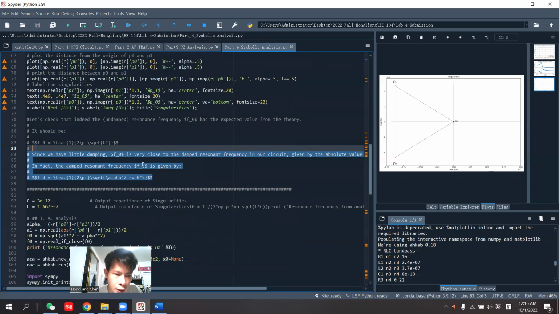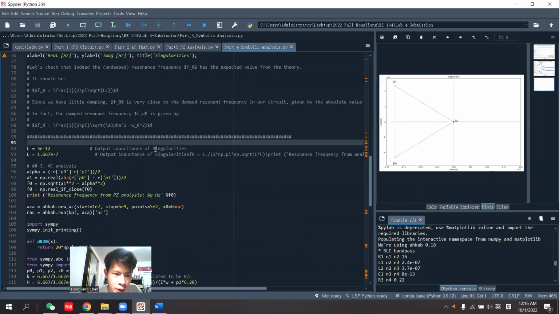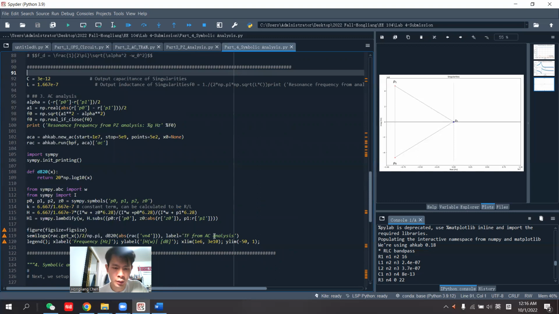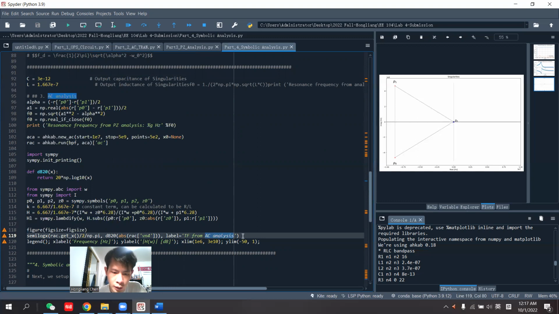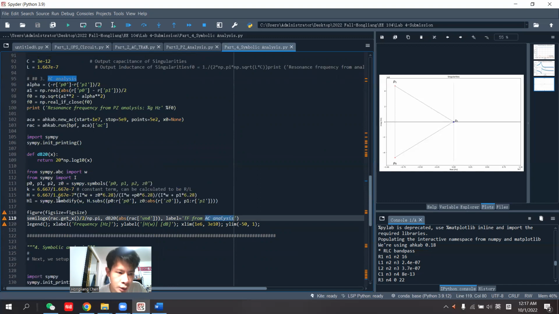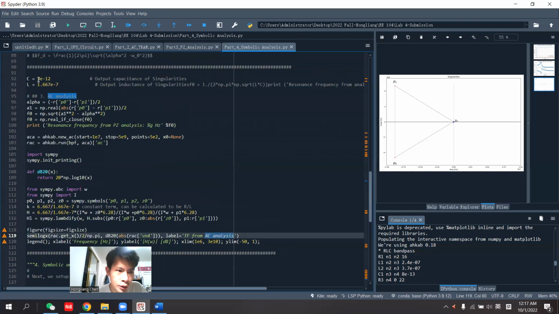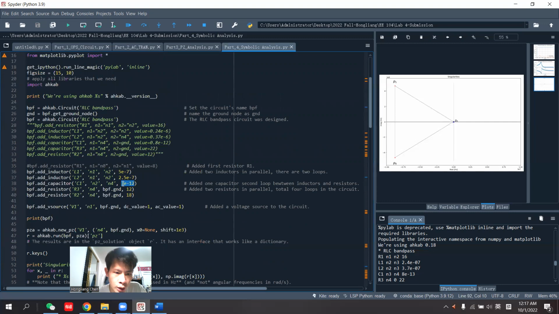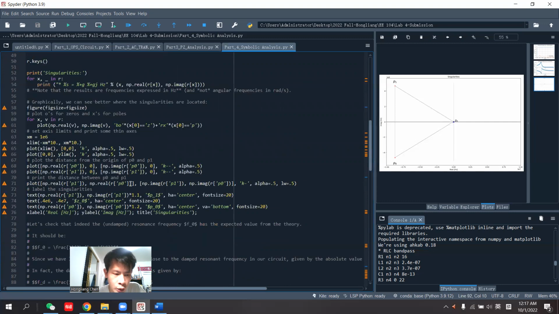And then for the next part, it was decided to plot the AC analysis and see how the plot displays the function of the circuit. In this case, C is the same, 3 times 10 to the negative 12.